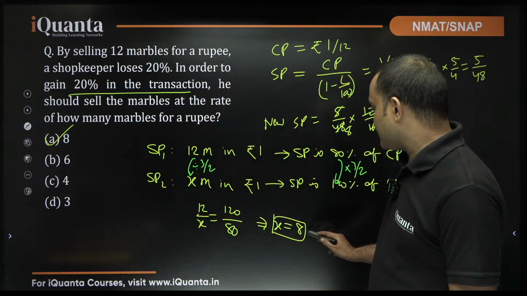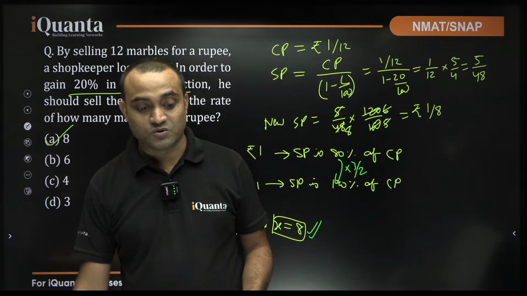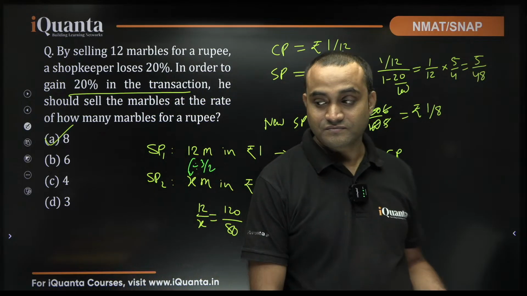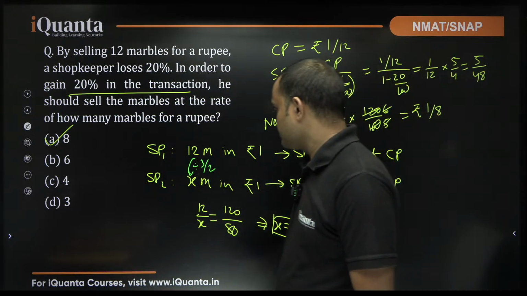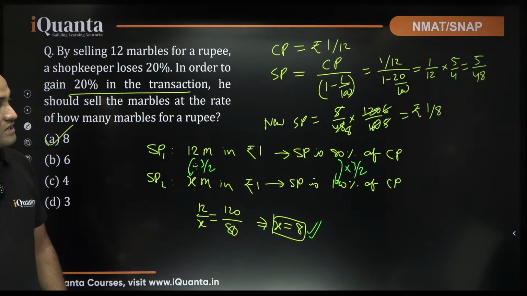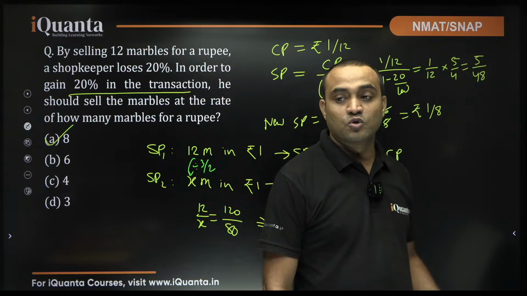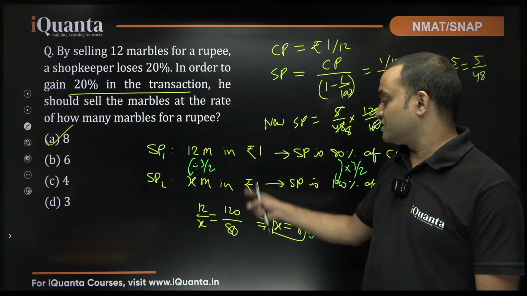So this is a very direct way to solve this question. You can solve this orally if you try solving questions like this. Okay. So we don't need to find the cost price and then the new selling price and then number of marbles sold in 1 rupees. You can use this concept.